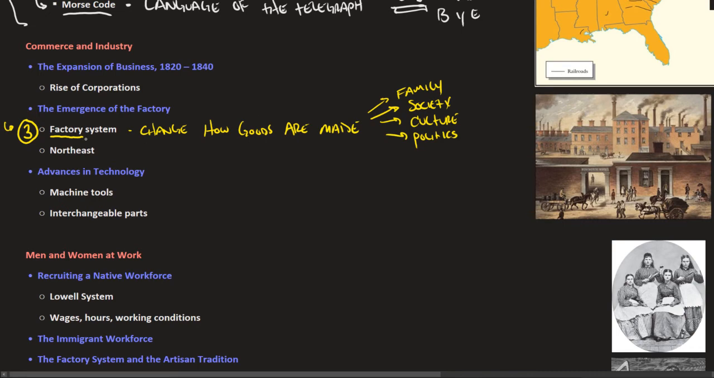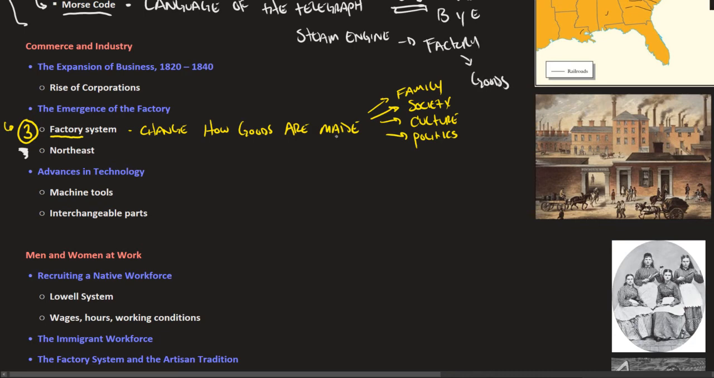Okay, third major change, right? So the population changes, the way that people get around changes, the way that people communicate changes. We'll just add telegraphs there. The third thing is something we're going to call the factory system. And the factory system, again, utilized the power of the steam engine. Steam engines were housed in what we called a factory, right, and this produced goods.